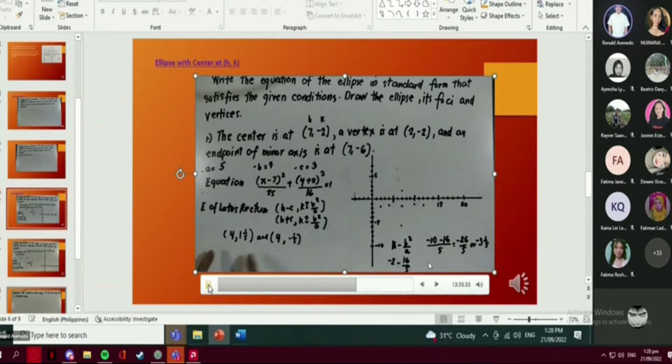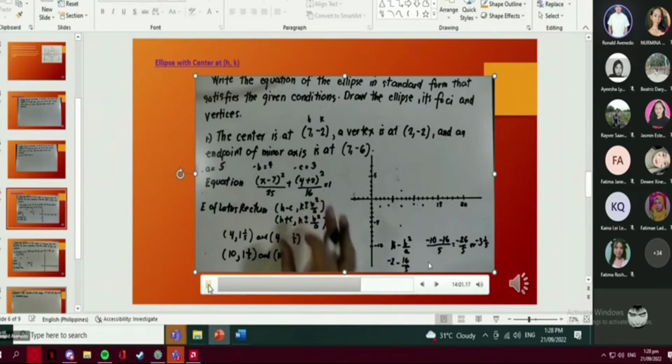So that is the first pair. For the second pair, the values of y are the same. But for x, h plus c, 7 plus 3 is 10. Then 1 and 1/5, and then negative 5 and 1/5.